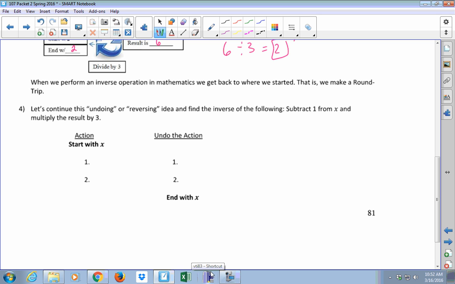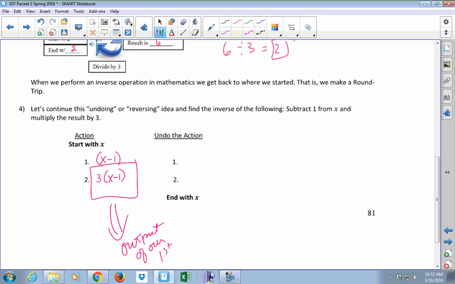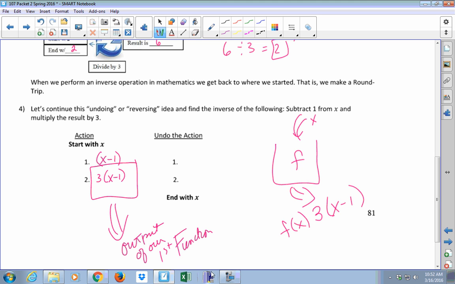If we start with x and we decide to subtract 1 from x, we get an expression that looks like this. When we multiply by 3, we get an expression that looks like that. So this is the output. If we want to get back into our function language, this would be the output of our first function. So here's our first function. Let's call it f. We started off with x, and what came out was 3 times the quantity x minus 1. This is f of x.